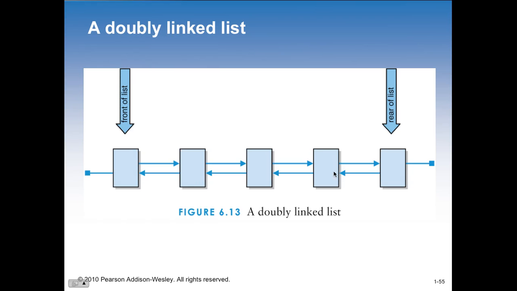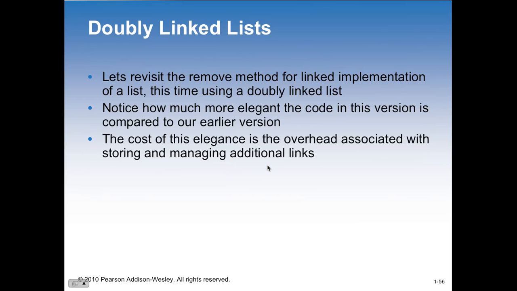So, anyway, here's a picture of it. It's going in both directions, forward and back. Lo and behold, it's just like I described. It's a picture of a doubly linked list. So let's revisit the remove method for the linked implementation of the list, this time using the doubly linked list.